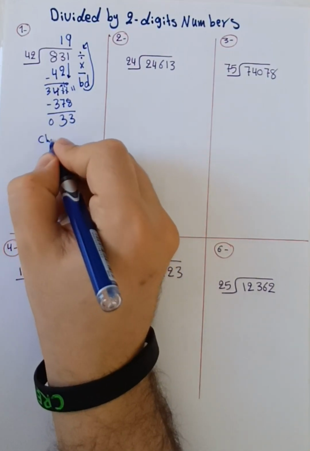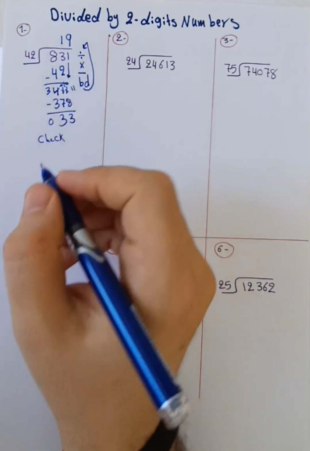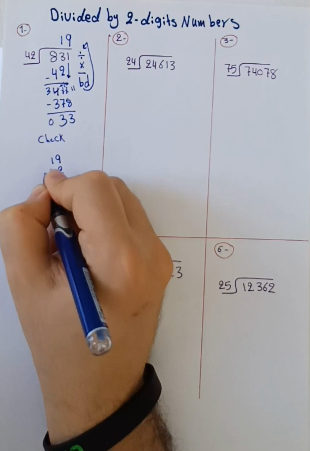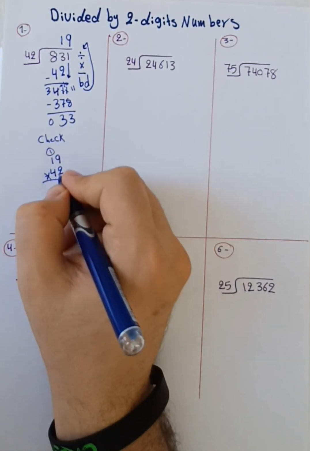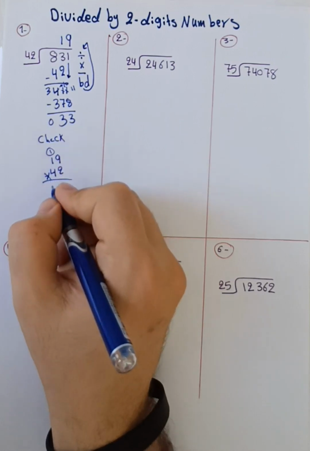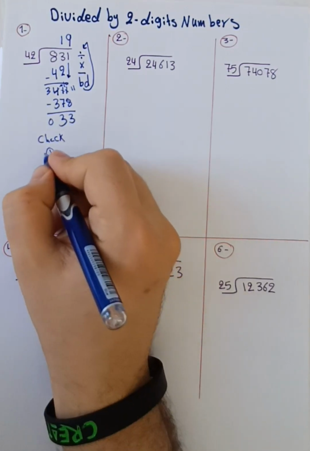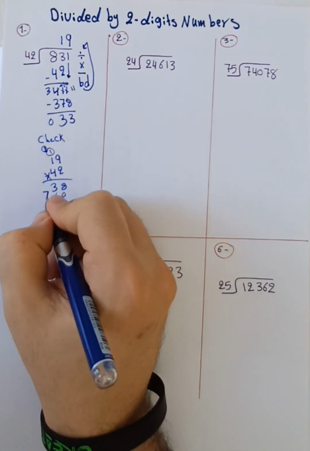We have a check step. In the check step we have to multiply the divisor by the quotient. 19 times 42. 2 times 9 is 18. 2 times 1 is 2 plus 1 is 3. We have to write 0. 4 times 9 is 36. And 4 times 1 is 4 plus 3 is 7.